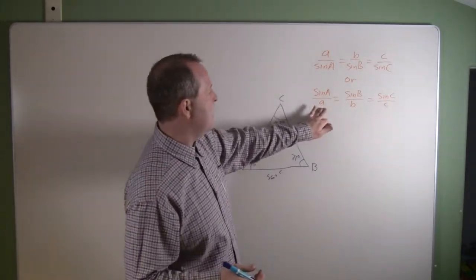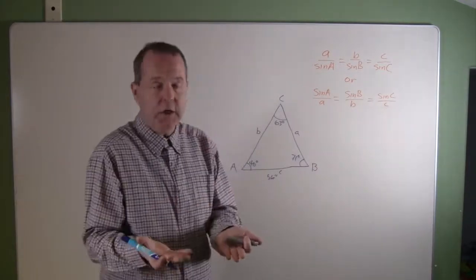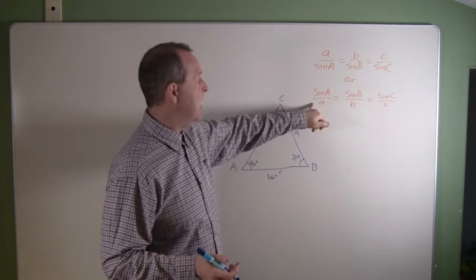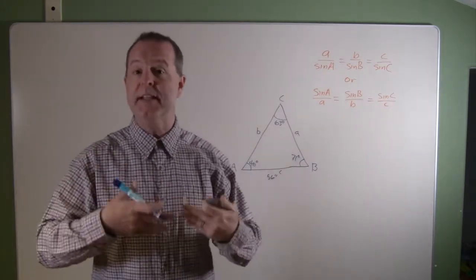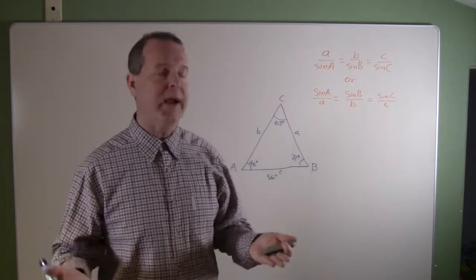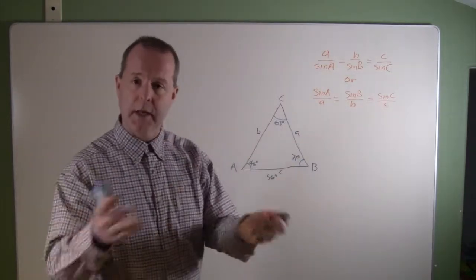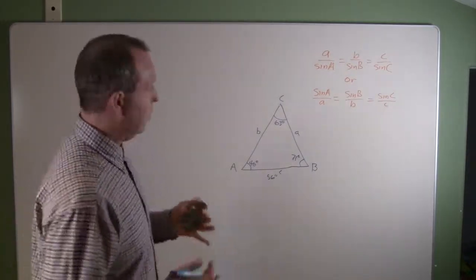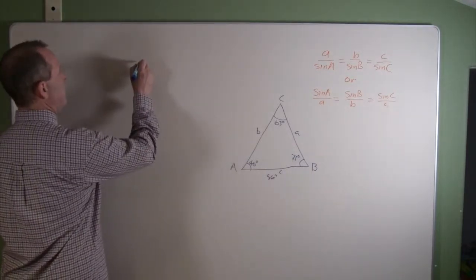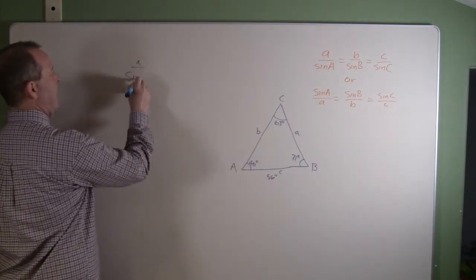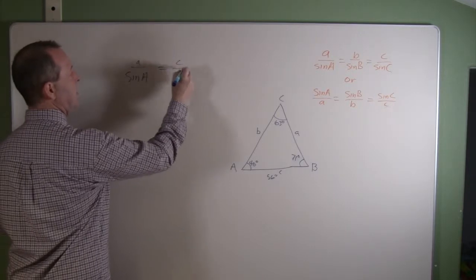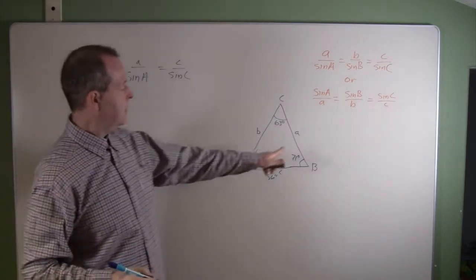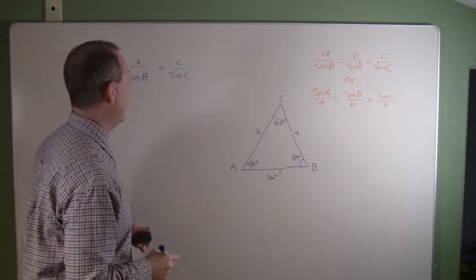And so again, I can take any two of these three ratios to use. Notice that I wrote one version where I have the sine in the denominators and another version where I have the sine in the numerators. You can use whatever version you want. Both of these are equivalent due to the rules of algebra that we become so good at using. So let's look at a over the sine of A equals c over the sine of C. This is going to find this unknown, that side right there.